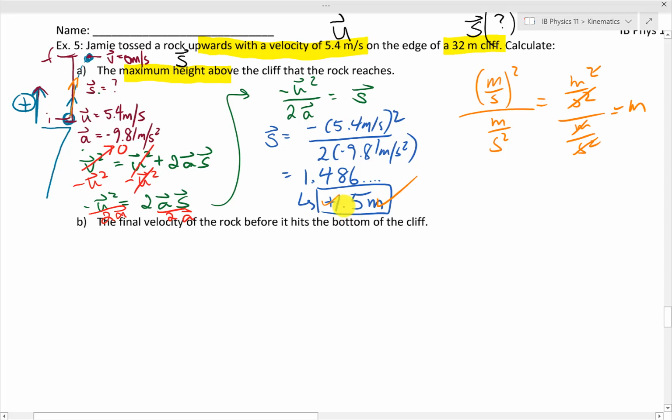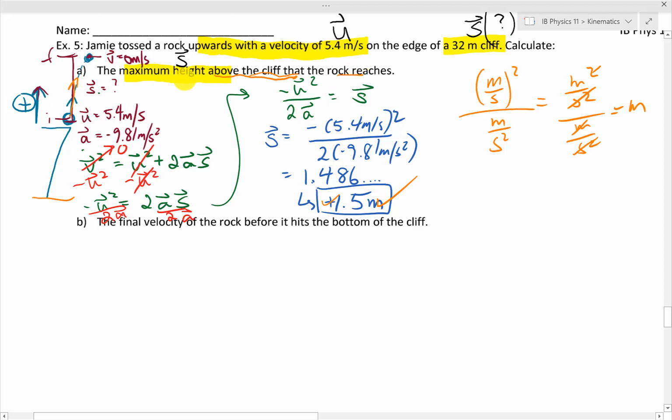You can throw a rock that's 1.5 meters above where you are. And no, I didn't do something which I should have done earlier, which is reading the question carefully. This is the maximum height above the cliff, not above the ground below the cliff, but above the cliff that the rock reaches. So when you're reading a problem, please read carefully.